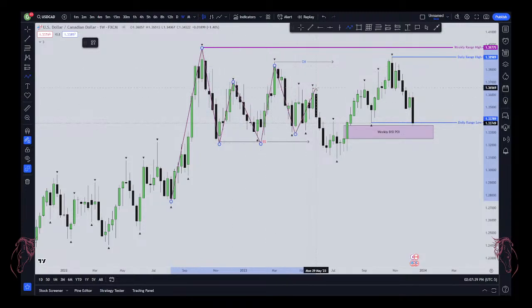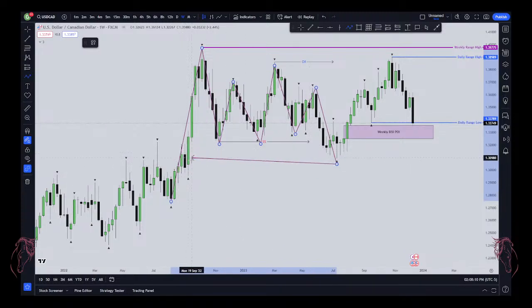right here, we draw it out, and then this leg right here, what do we see this leg do? It swept the low of this entire range right here. So we keep that in mind. Sell side liquidity right here has been swept. Okay, now after it's swept, we look to the left to see if we have any area of interest. When we look to the left, we see that there's a beautiful weekly order block, this right here. That is our area of interest.